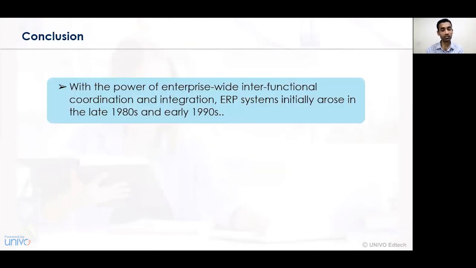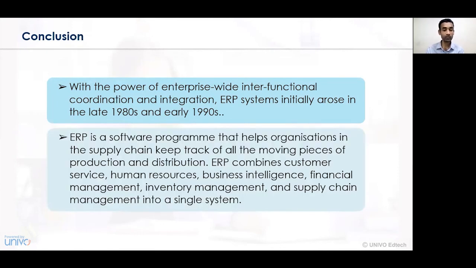So from this discussion, we can understand that with the power of enterprise resource planning and wide interfunctional coordination and integration, ERP systems initially arose in the late 1980s and into the early 1990s. And today, in the modern era, ERP software has been widely used in business organizations for control of the various activities related to customer service, human resource, business intelligence, financial management, inventory management, supply chain management, and so on. And all these platforms, services, or activities have been brought onto a single platform.